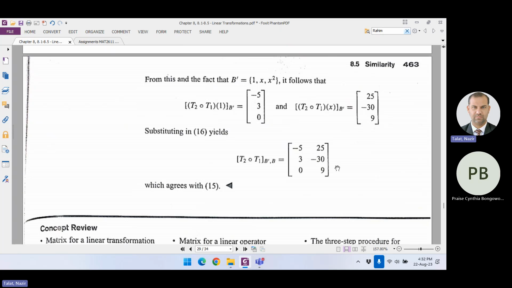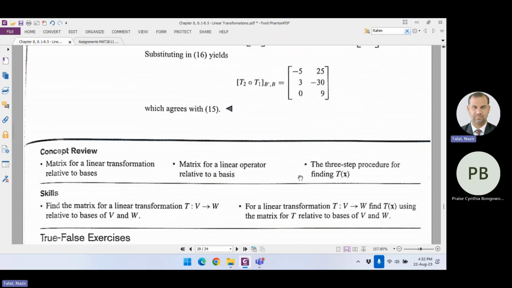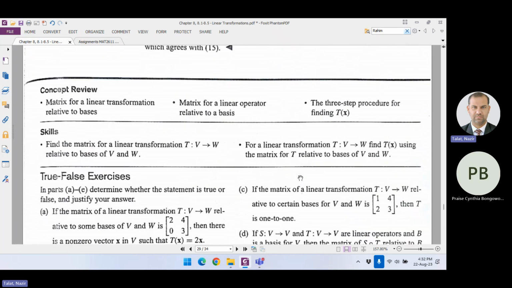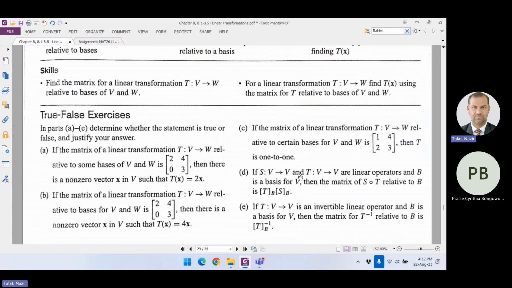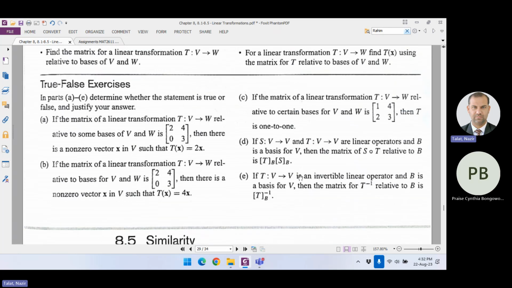In both cases, one can see that this result will always be true, and we can write it in this way. That is all about these matrices of a general linear transformation. So here there are some problems arising.